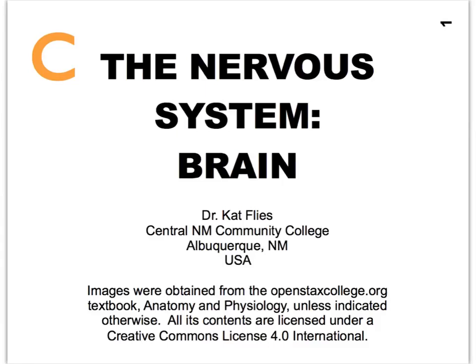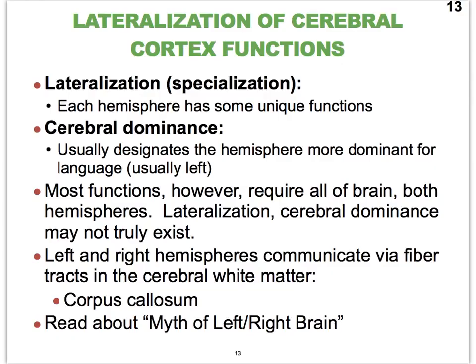In video C of the brain, we're going to focus on the functions of the cerebral cortex. When we started our discussion on the brain, we learned that the brain is bilaterally symmetrical, anatomically speaking. But that is not 100% true when we take a look at functions. Even though most functions tend to tap into many parts of the brain, both the left and the right side, we do see a little bit of specialization in each one of the cerebral hemispheres, particularly in the left versus the right cerebral cortex, but not a whole lot.